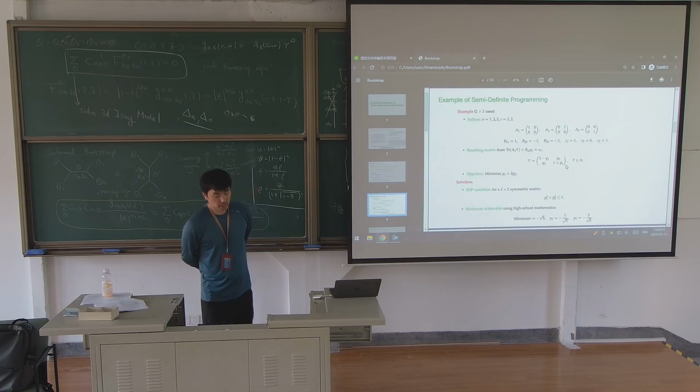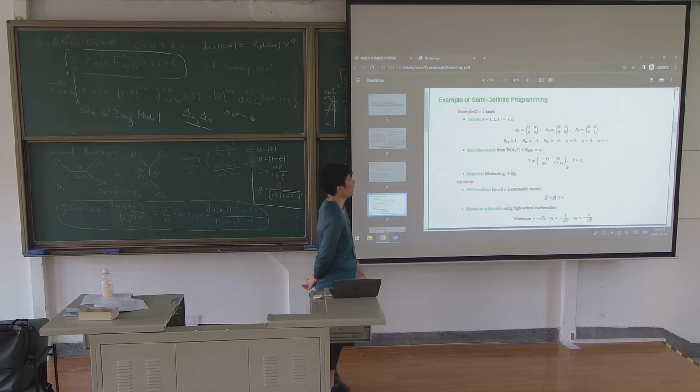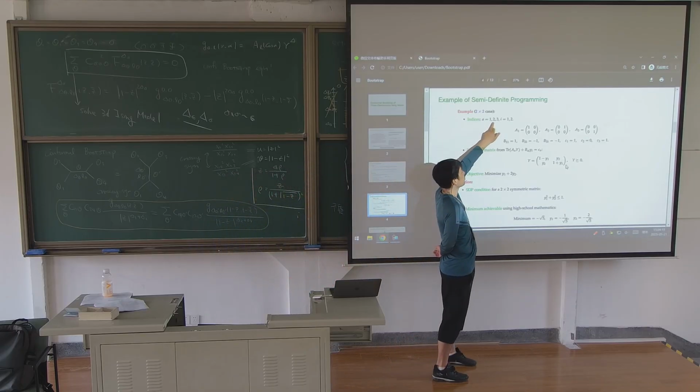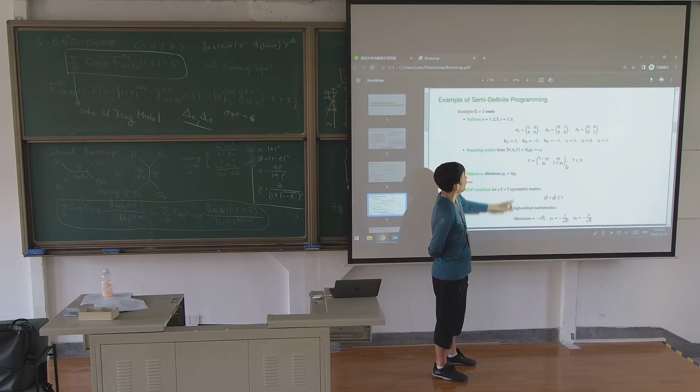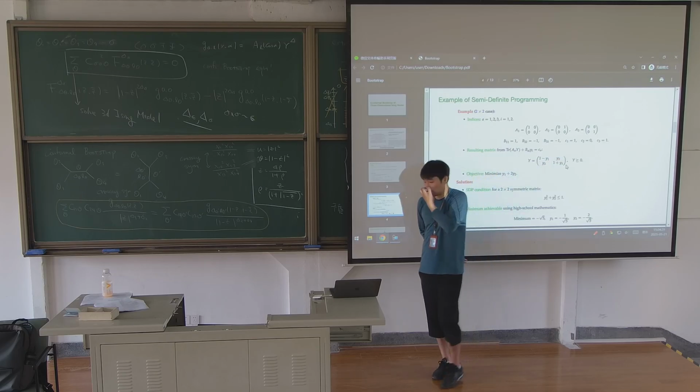So let's consider the simplest example for this setting. Let's suppose the index a is 1, 2, 3, and i is 1, 2. Then the capital A matrix is 2 by 2 and is given like this, and the capital B is given here, and c is given as this kind of constant.